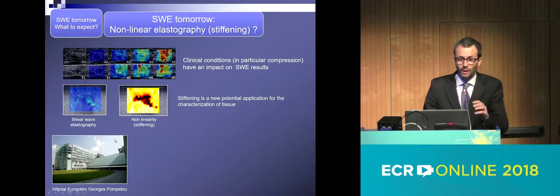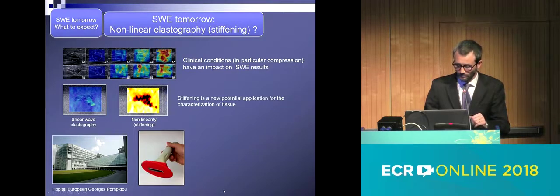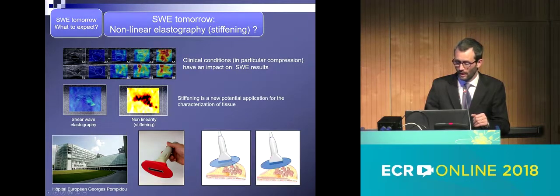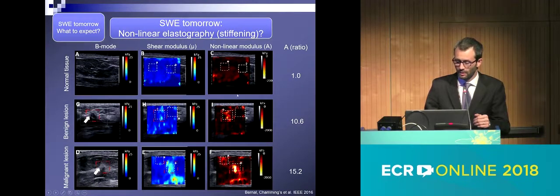So we conducted in Paris a clinical study to evaluate this new technique in eight volunteers, eight patients with normal breast tissue, benign lesion, and malignant lesions. We modified the probe in order to be able to compress the breast. We apply compression on the breast, and there we tried to calculate this nonlinear coefficient, this stiffening coefficient. These are three examples in three patients. Here, a patient with a normal breast tissue. Here, a patient with a benign lesion. Here, a patient with a malignant lesion.